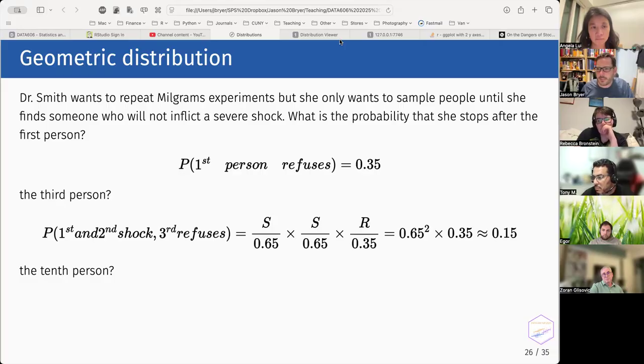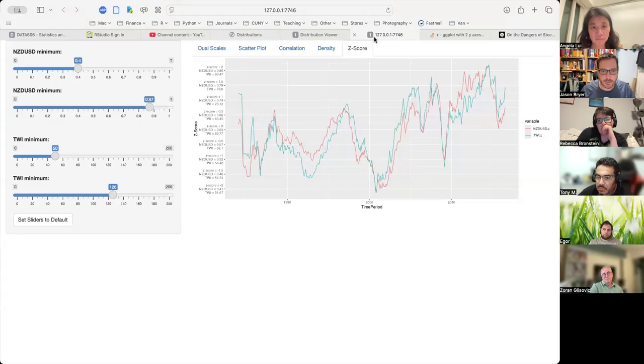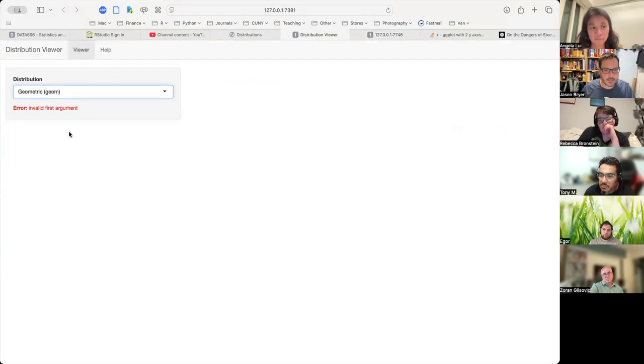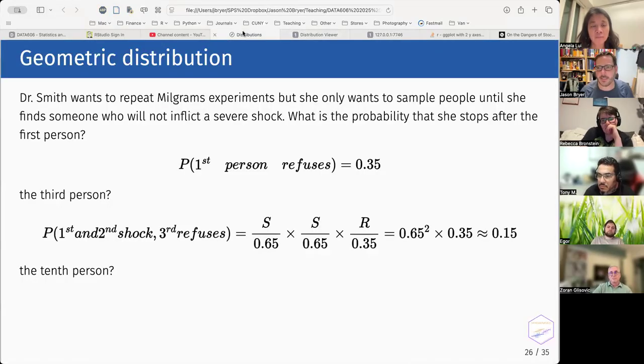We think of the geometric distribution as a wait time, right? Do I still have my app running? I do. So if we go to the geometric distribution, uh-oh, that one's not working. Okay, I'll fix that in a minute, or later. So it is sort of a distribution of wait time.